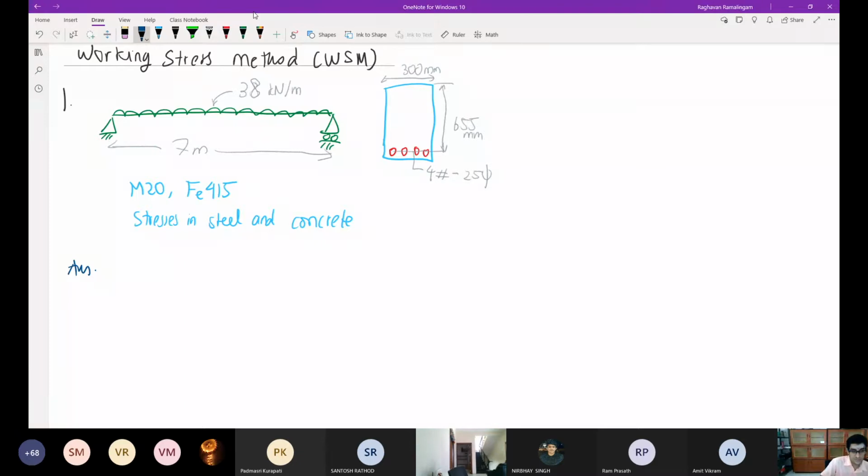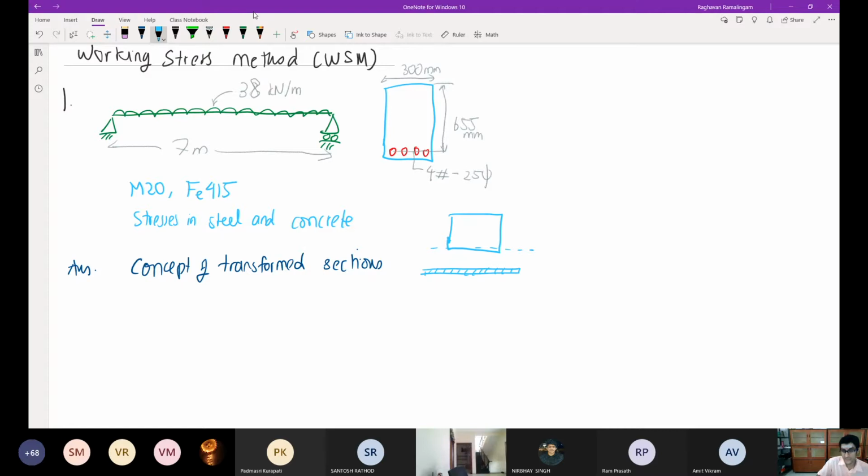So you will be using something known as the concept of transformed sections. So basically, if you remember in the last class when we were dealing with the working stress method, I told you concrete till the neutral axis you can consider, and below that you do not consider any concrete. And when you come to the level of steel, you convert the steel into an equivalent area of concrete.